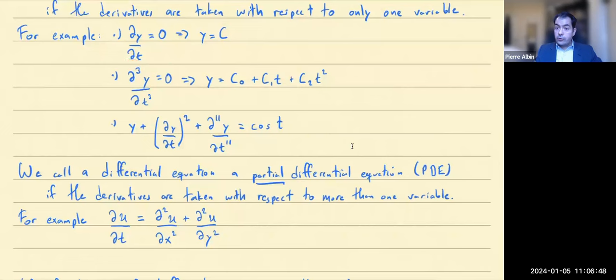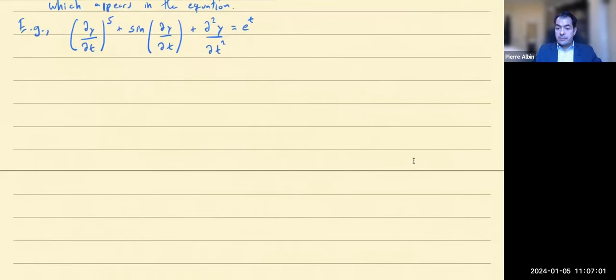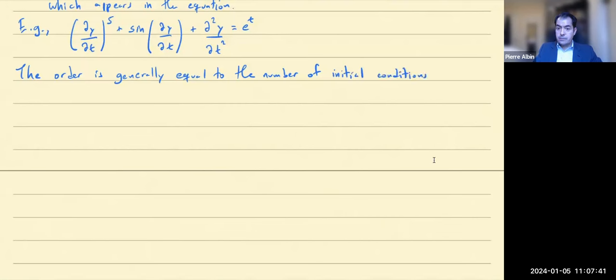Notice over here, first order differential equation, and we ended up with one constant. Third order differential equation, and we ended up with three constants. That is not a coincidence. The order is generally equal to the number of constants that you have to specify in order to figure out a solution, or in order to specify a solution uniquely. Another way of thinking about that is that it's equal to the number of initial conditions that are required to specify it.